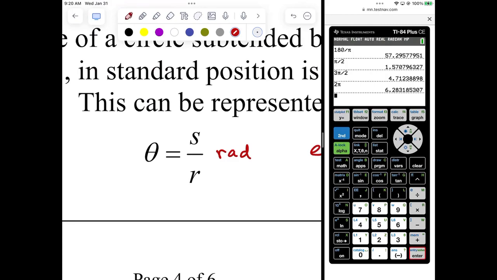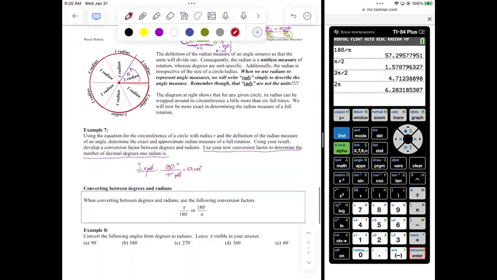Okay, and it's a length. So S is the arc length, R is the radius. So what is the definition of a radian? It's the ratio of what? Arc length to radius. Got it.